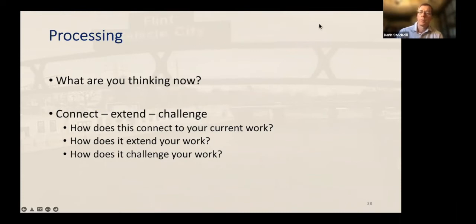So this is a lot, and there's way more to this, obviously, but what are you thinking now? How does this connect to the type of instruction you currently see? How might it extend it? Any challenges in there?